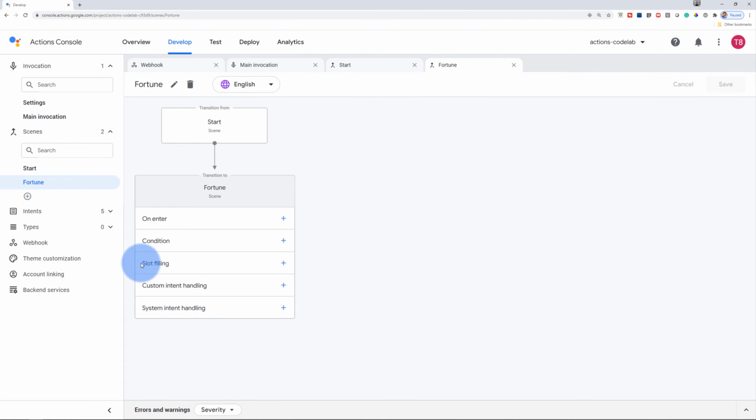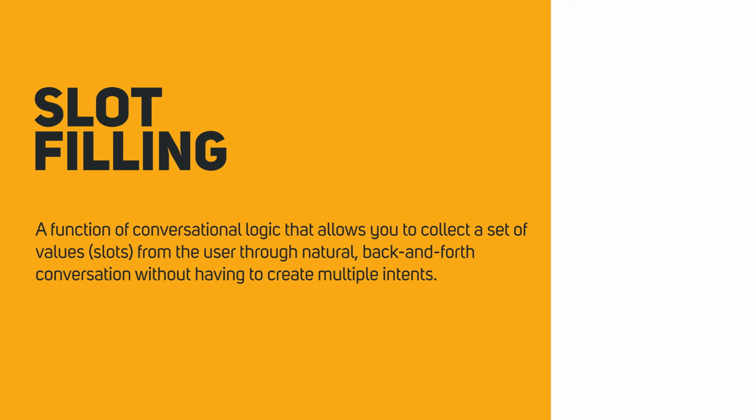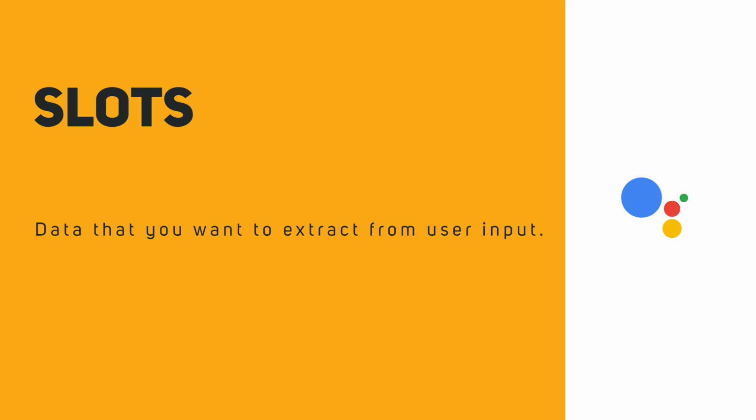So let's also understand some key terms here. First is slot filling. Slot filling is a function of conversational logic that allows you to collect a set of values or slots from the user through natural back and forth conversation without having to create multiple intents. So what are slots? Slots are data that you want to extract from the user input.